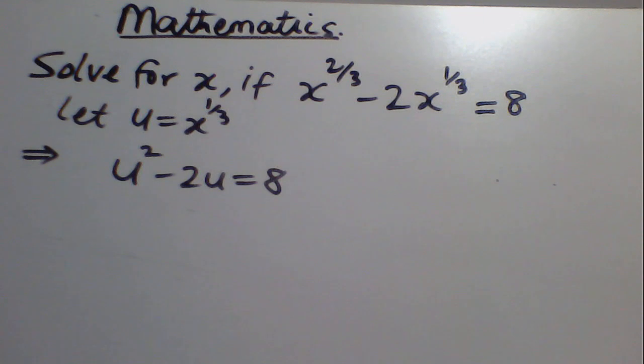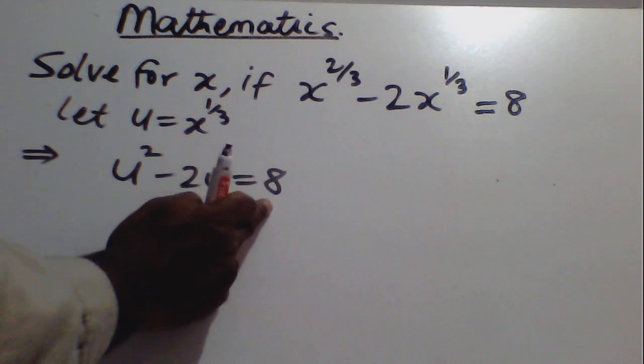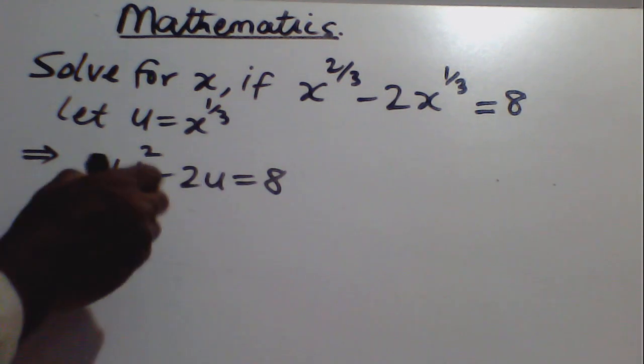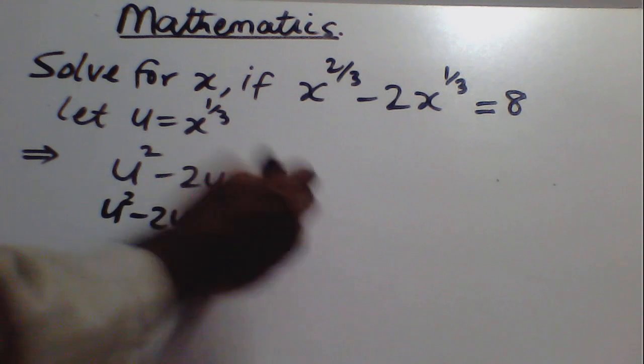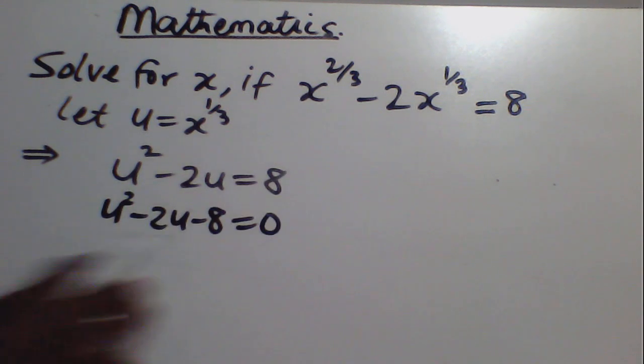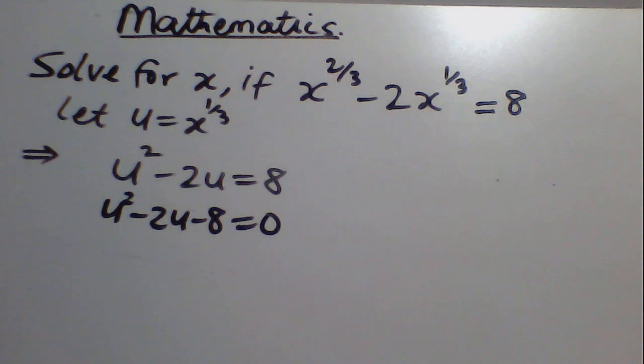Once you arrive at this point, rearrange the equation so that all the terms are on one side of the equation. So plus 8 crosses the equal sign, you have u squared minus 2u minus 8 is equal to 0. So solve the quadratic equation. In this case, factorize the quadratic equation.